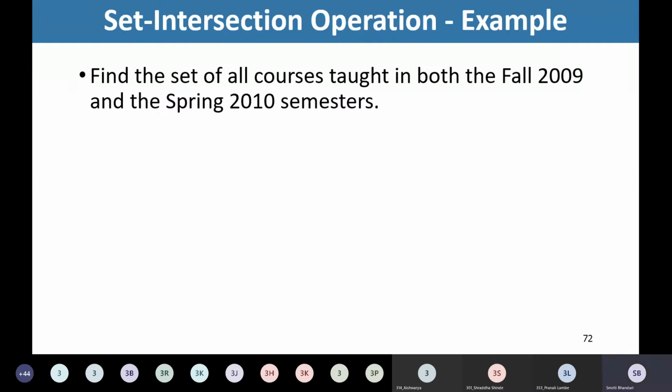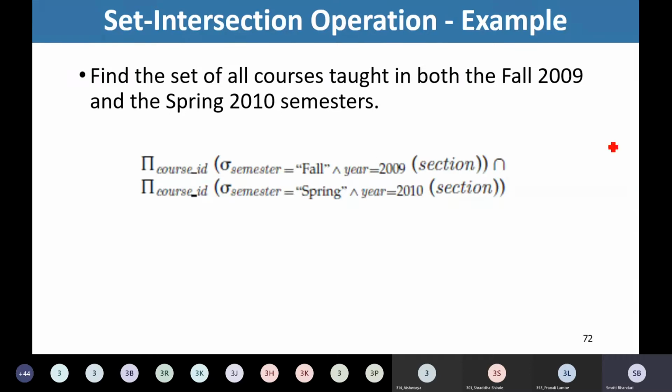So now simply write the query. We have written the partial queries earlier. So you are supposed to reproduce these partial queries, and simply you need to make use of the intersection operation to come up with the final result. So which relation is to be used? Section relation. Yes, correct. The section relation is to be used. And we have already written the partial queries earlier.